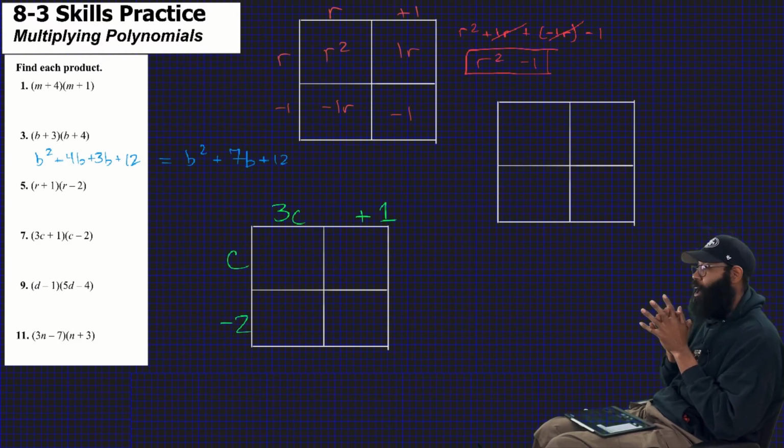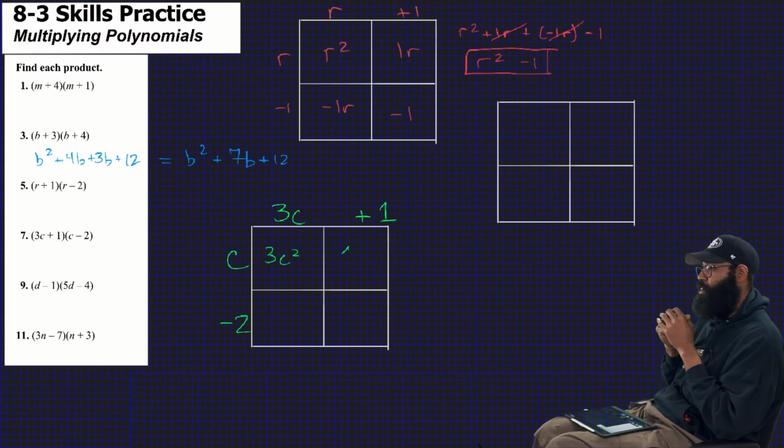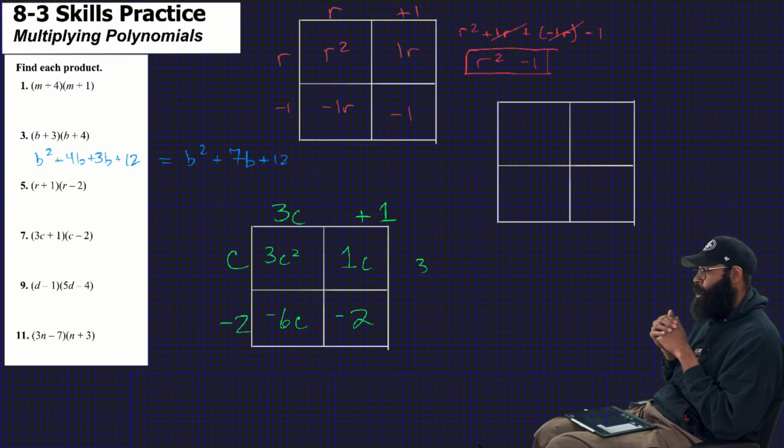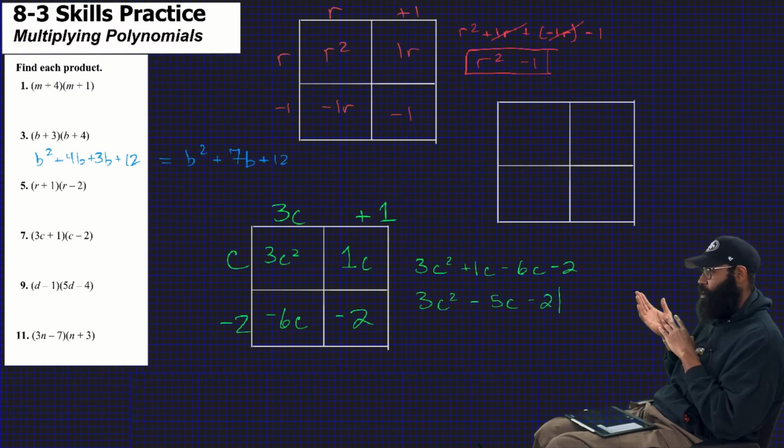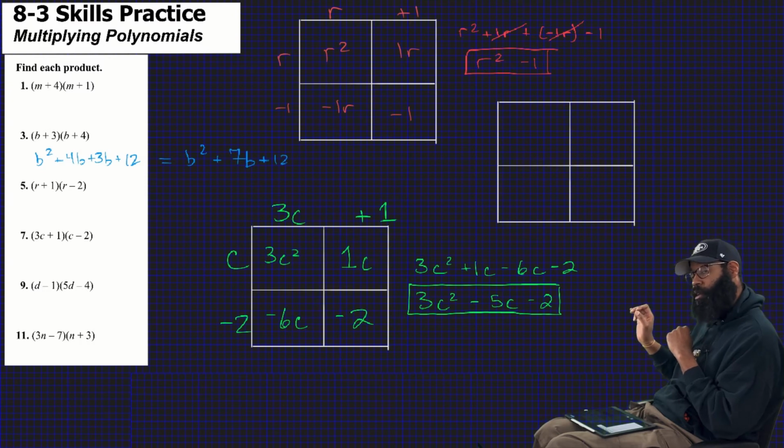Don't worry about that. Using the box for number 7, though, I got 3c plus 1 is my first, and then c minus 2. So 3c times c, 3c squared. c times 1, 1c, and then of course, negative 2 times 3c, and I hope that says negative 2. And of course, negative 2 times 1, negative 2. So I wrote out all 4 terms, and then I collected them. Again, guys, showing work so that my teacher can see that I'm really focusing on getting these done correctly.